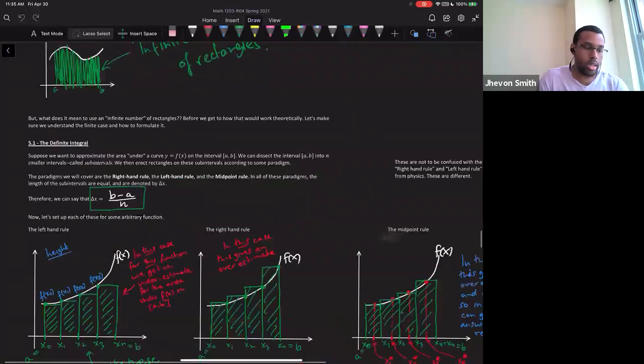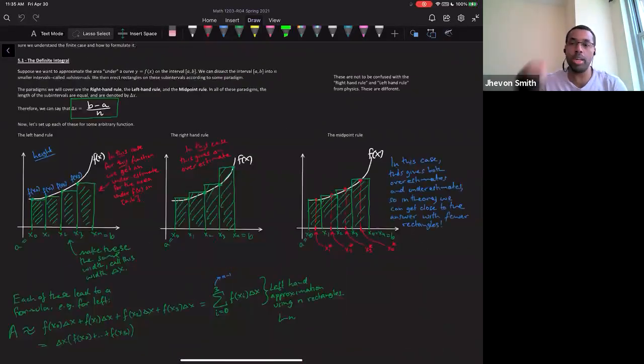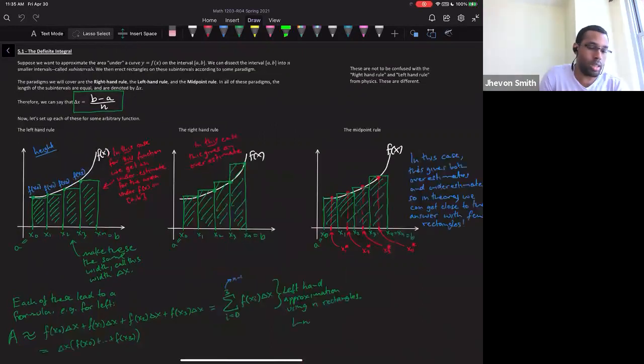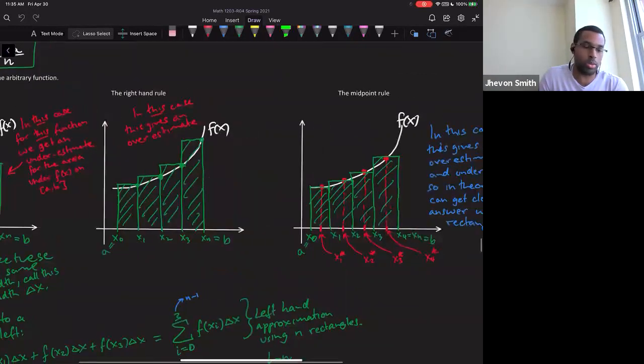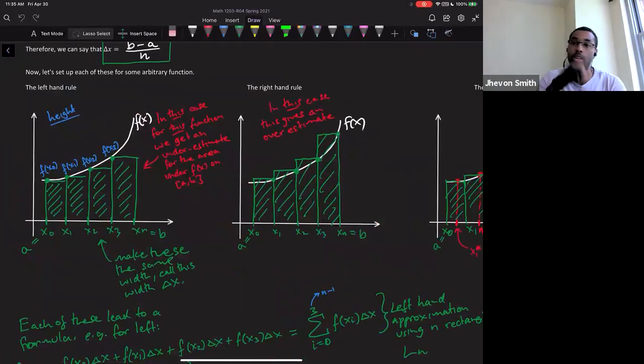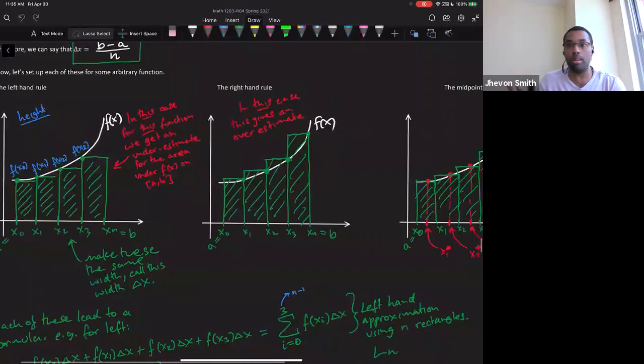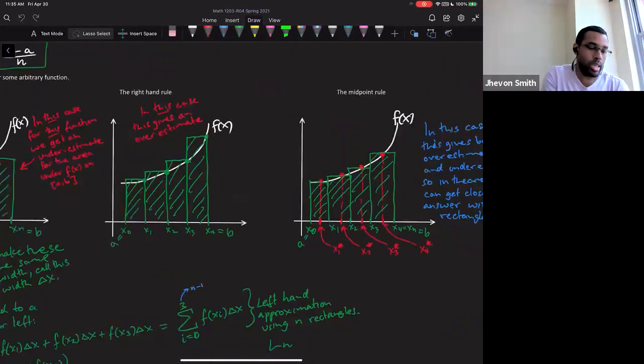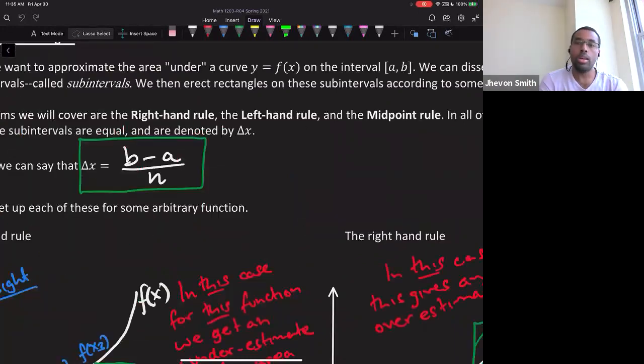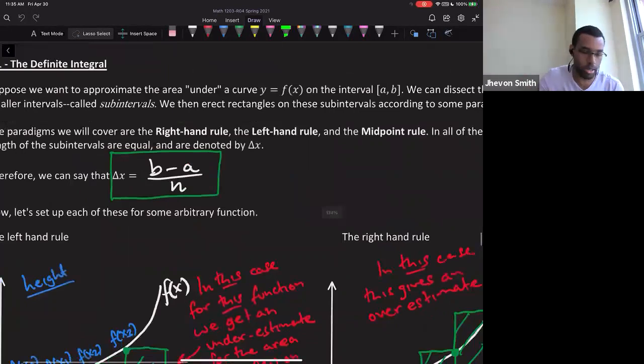And we spoke about the way to do this with a finite approximation, where we do a finite number of rectangles to figure out the area under a curve. And we did the left-hand rule, the right-hand rule, and the midpoint rule. The only difference between these were how we were constructing the rectangles. For the left-hand rule, the left side of each subinterval creates the height. For the right-hand rule, the right side of each subinterval creates the height. And for the midpoint, the middle of each subinterval creates the height. The width is a common width called delta x, which we can find by b minus a over n, by slicing it into n subintervals of equal length.